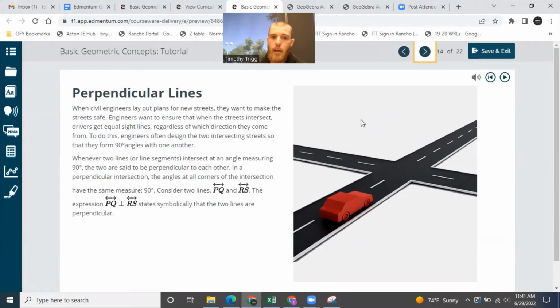So perpendicular lines are lines that cross at a 90-degree angle. This is an important concept, and hopefully you learned some of this in algebra. Basically, perpendicular lines cross at a 90-degree angle, just like one street that goes north and south and another street that goes east and west, they would be perpendicular routes because they cross at a 90-degree intersection.